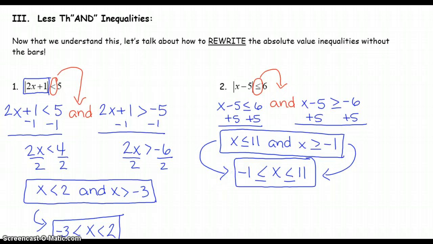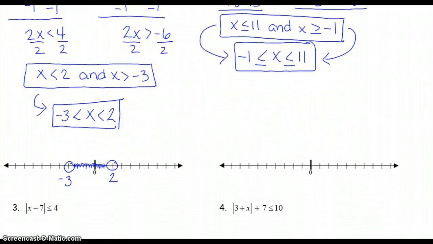All right, so let's go ahead and graph this on our number line. We want values that are greater than or equal to negative 1. So here's negative 1. We're going to have a closed dot. And values that are less than or equal to 11. I'm going to need to extend my graph for this. I have 9, 10, 11, 12. So here's 11. It's going to be a closed dot on 11. And we want to shade in between our two dots because those values represent numbers that are both bigger than negative 1 and less than 11. So there's our solution and there's our graph.